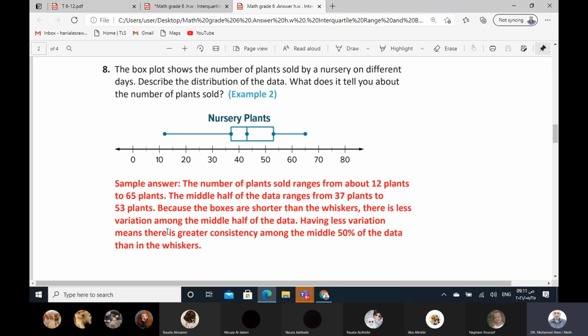There is less variation among the middle half. Why less variation? Because a box are shorter than the whisker. When the box shorter than the whisker means we have less variation among the middle half of the data. Having less variation means there is greater consistency among the middle 50% of the data than in the whisker. Who has any question here? Clear for all? No one. Okay.